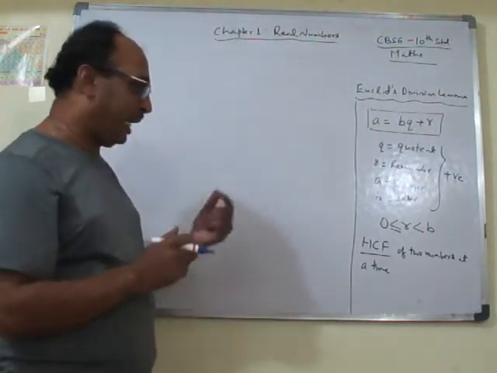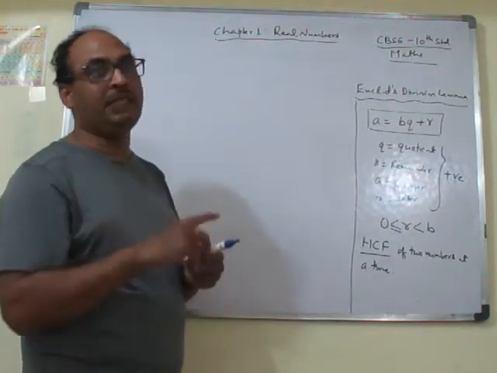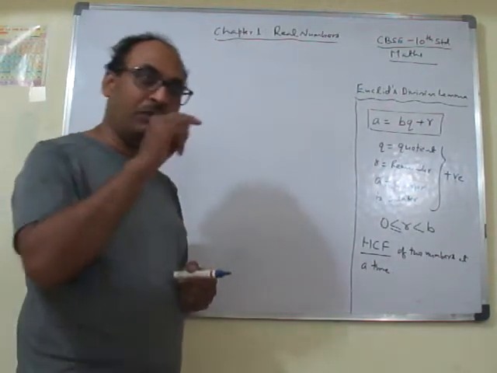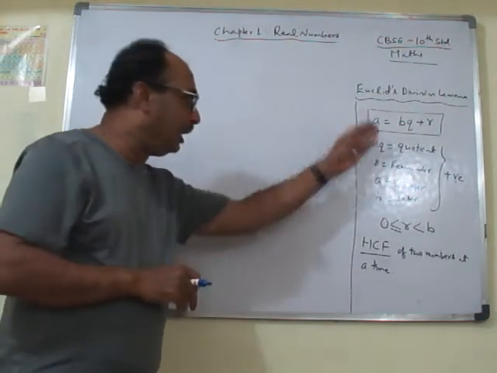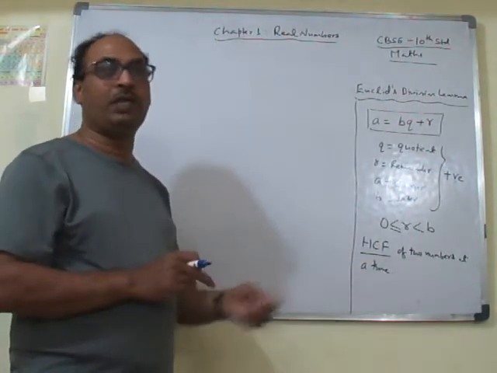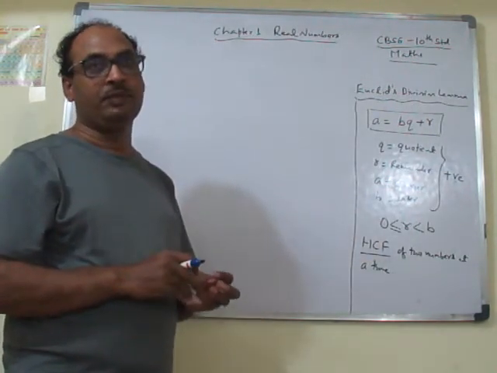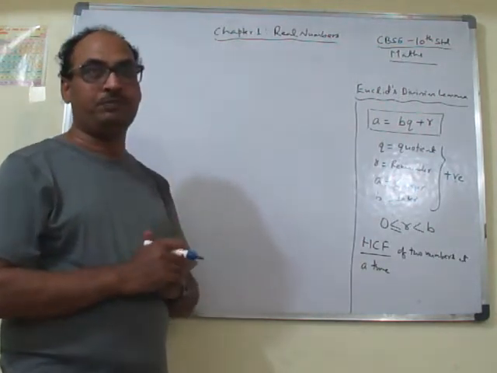If you have three numbers, then what do you need to do? First you need to find the HCF of two numbers. Then with whatever HCF you have found, you go for the third number, apply the same procedure, and then you can find the HCF. Okay? So this was the first topic.